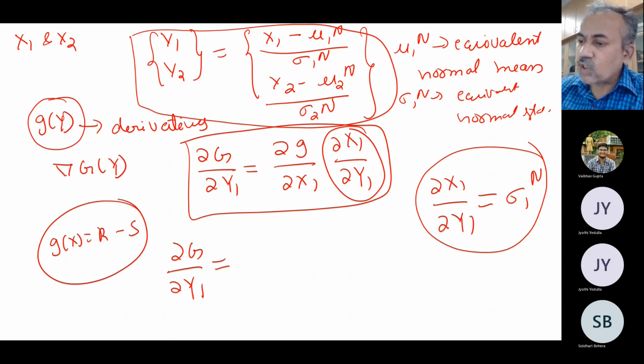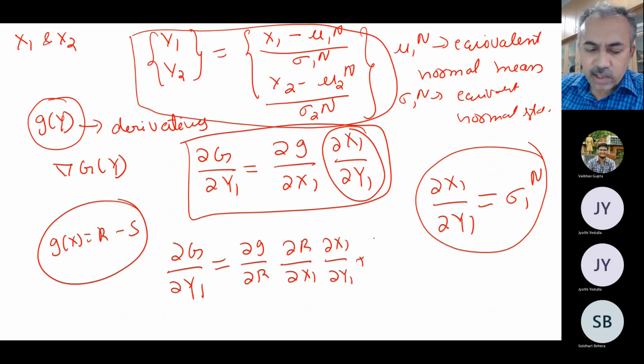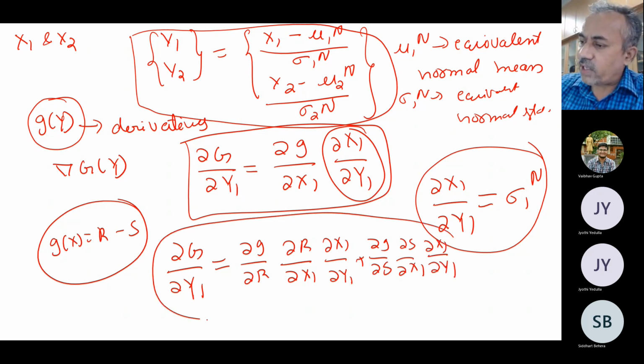So my random variable can come even in the resistance or even it may come in the load also. Okay. So we write it as dou g by dou r, dou r by dou x1, and then dou x1 by dou y1, plus dou g by dou s, dou s by dou x1, then dou x1 by dou y1 actually. So you have to do like this.